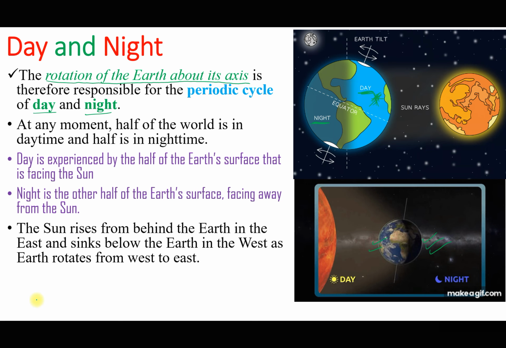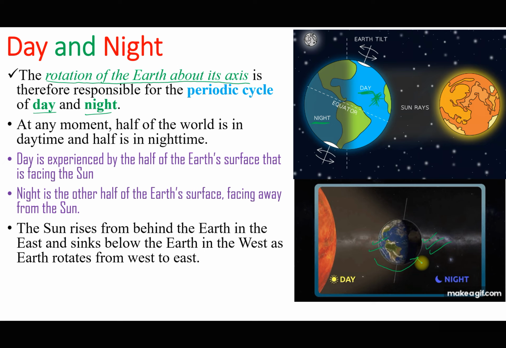So the sun rises from behind the earth on the east and sinks below the earth in the west as the earth rotates from west to east. So we expect that the earth rotates from west to east. The earth is seen to be rotating from west to east.